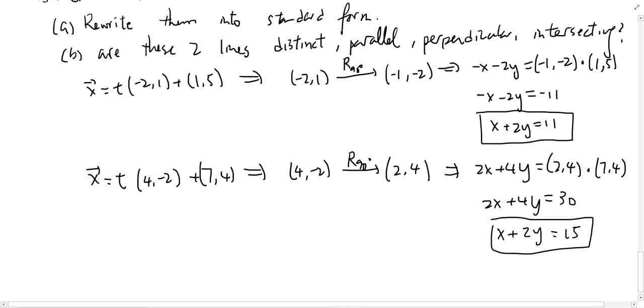Now, look at these two equations. I will now be able to identify what happened to these two lines. Number one, these two equations are not the same.